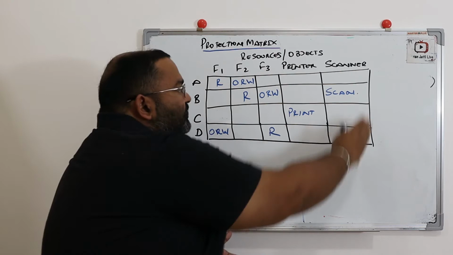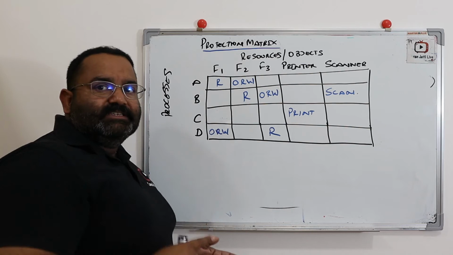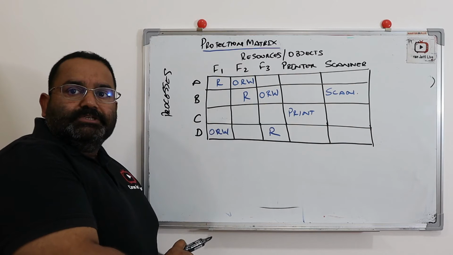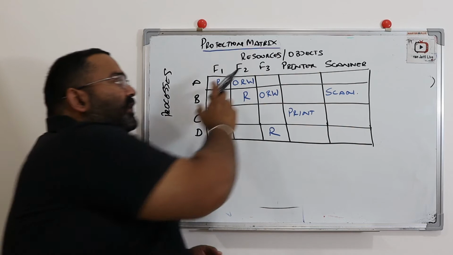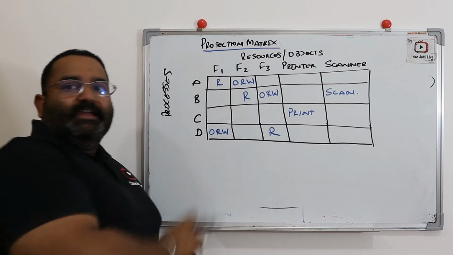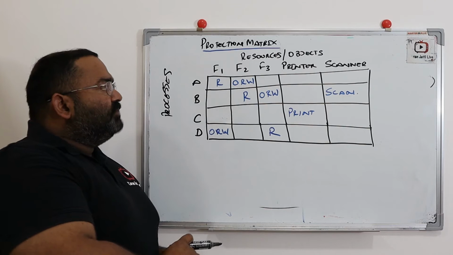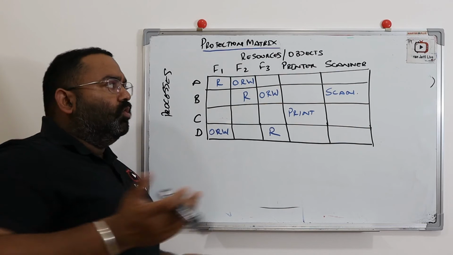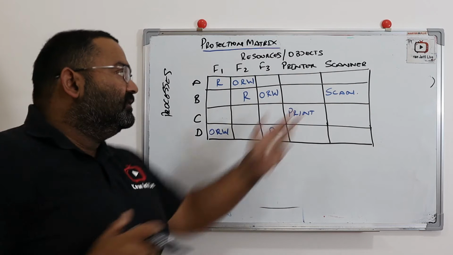Now if you study this matrix, you will come to know what type of access each process has on which resource. For example, let's talk about process A. What can it do on file F1? It can do the read operation. What can it do on file F2? It owns the file, it can read the file, it can write the file. Similarly, I have process B. What type of access does it have on file F2? It can read the file, and F3, it owns it, it can read it, it can write it, and so on. What type of access does it have on the scanner? It can use the scanner, it can scan documents using this resource.